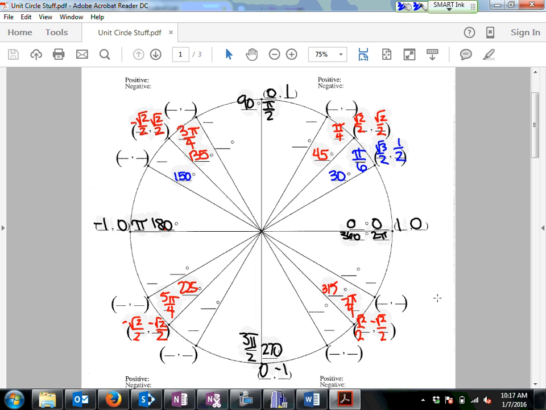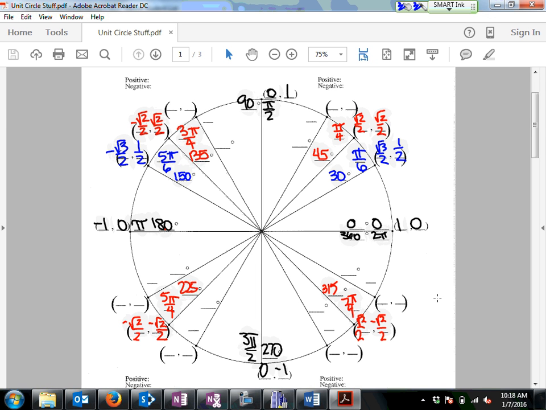5 pi over 6. Right, or a sixth away from 1. And throw the pi back in there. Okay. All right, let's talk about this coordinate. We move to the left, radical 3 over 2, and then up 1/2. So negative radical 3 over 2, 1/2.